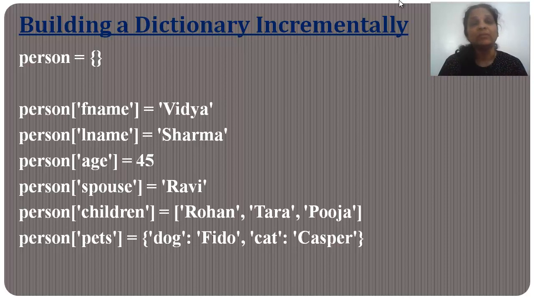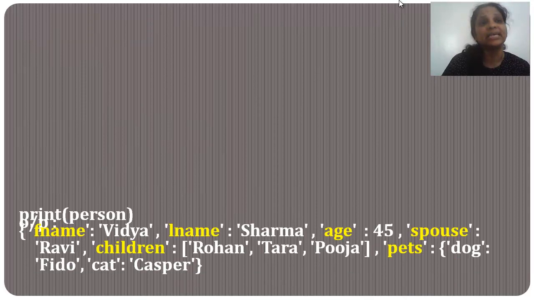Is that clear? So remember, your keys can be of any data type, but it should be immutable. That means your key cannot be a dictionary, your key cannot be a list, your key can be anything else, but your value can be any data type that you have studied before. Is that clear?